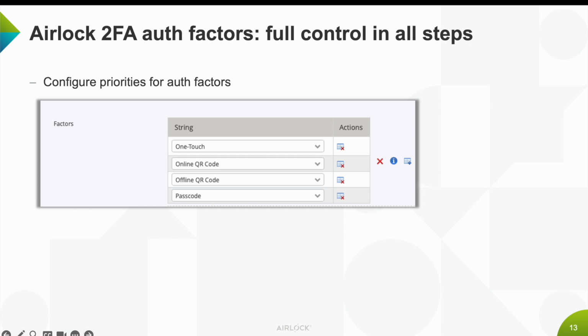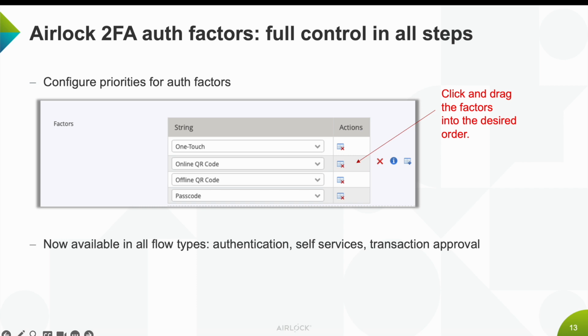So what else is in Airlock 8.2 regarding Airlock 2FA? Now in all the steps, not only in authentication, we have full control over how priorities of the different authentication factors are handled. So in all the steps around Airlock 2FA, be it authentication, self-services, transaction approval, and so on, you now have the config property that you see in the screenshot, where you can just drag the factors and put them in the desired order. So in this example, we would prefer one touch over online QR code, and that comes before offline QR code, and so on.